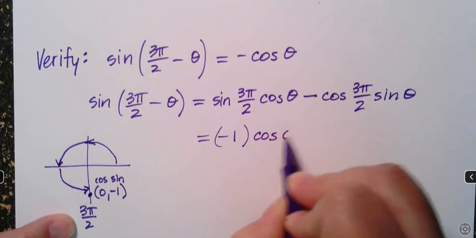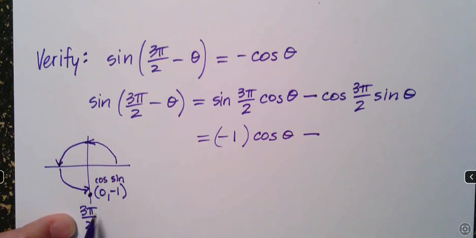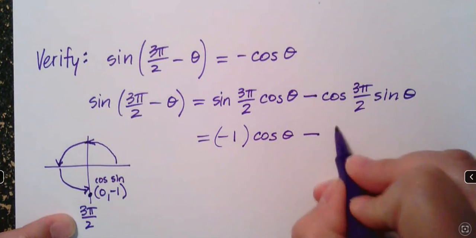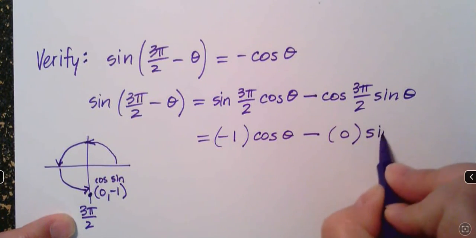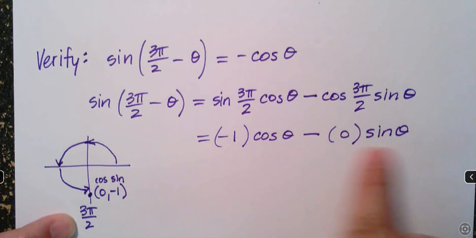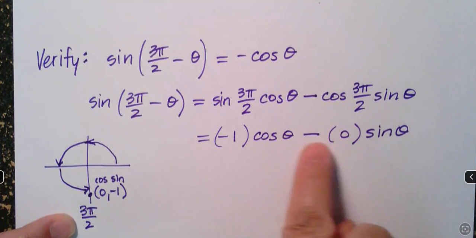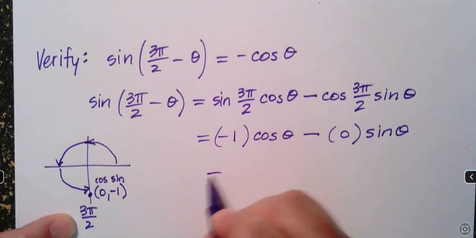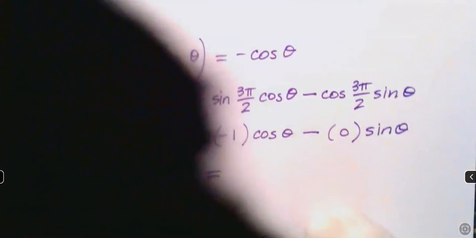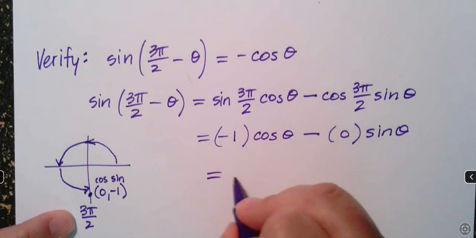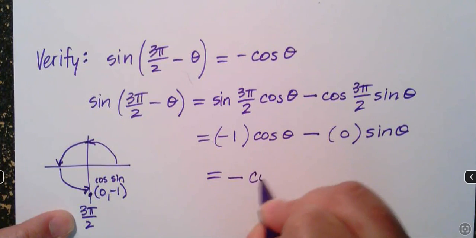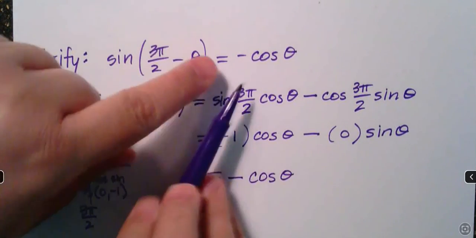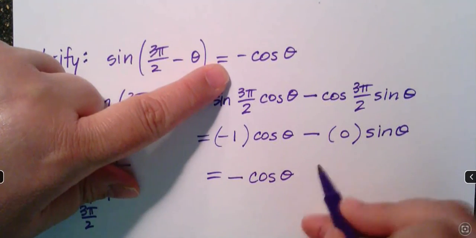And that's times cosine theta minus the cosine at 3 pi over 2 is 0. And that's times sine theta. 0 times anything is just 0. So this whole thing becomes minus 0. So it's irrelevant. So it's just, I had a feeling a cat was going to cross the screen. Negative 1 times cosine of theta, which is where we were asked to go. So we are done.